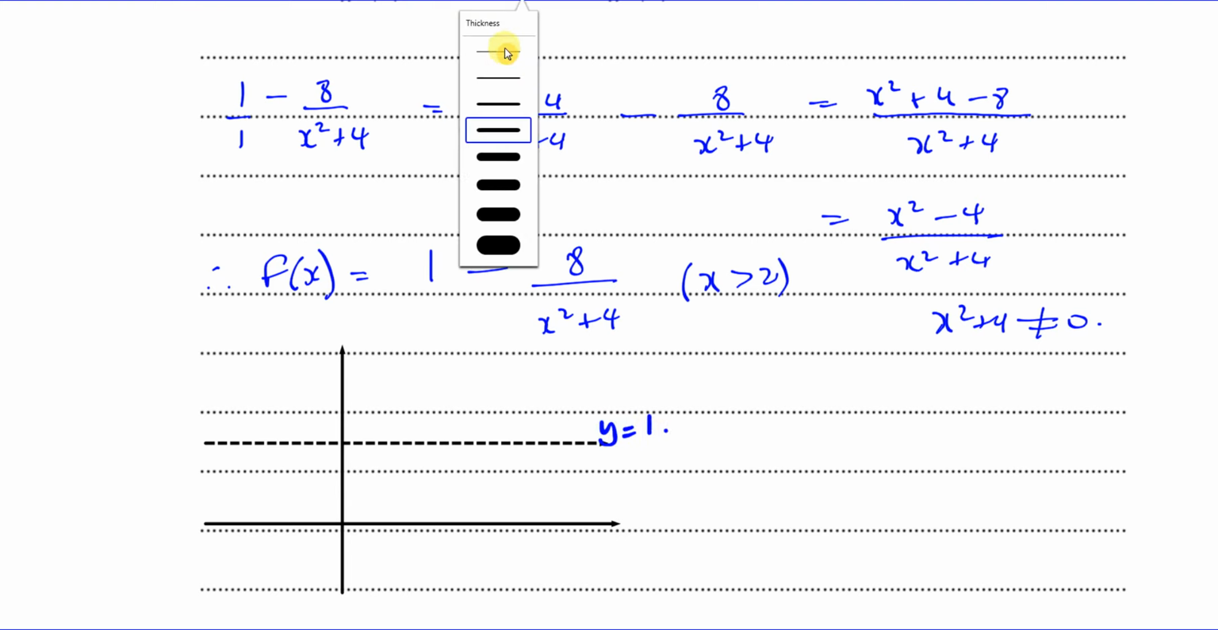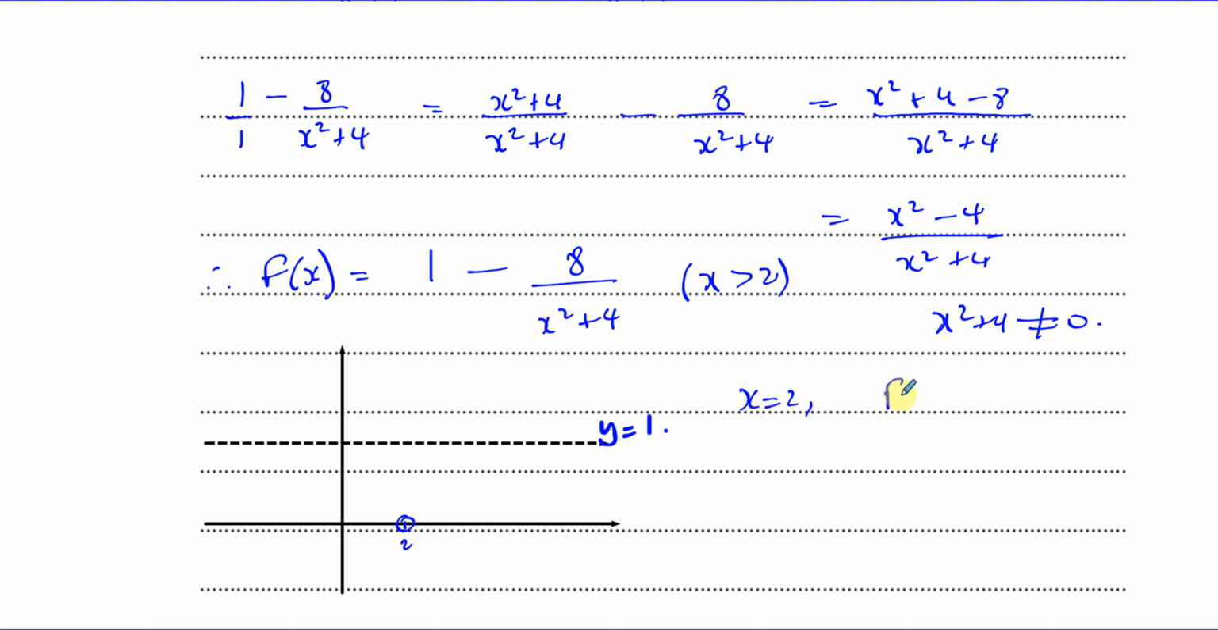Now, next, what else do I know? We know that the function starts from 2. Not including 2, just x is greater than 2. All right, so it starts from there. So let's see what happens as, for example, x is close to 2. So let's see when x equals 2, you're going to have f(2) equals 1 minus 8 over 2 squared plus 4, which is 8 over 8, which is 1. So 1 minus 1, which is 0. So it's going to start off from here.